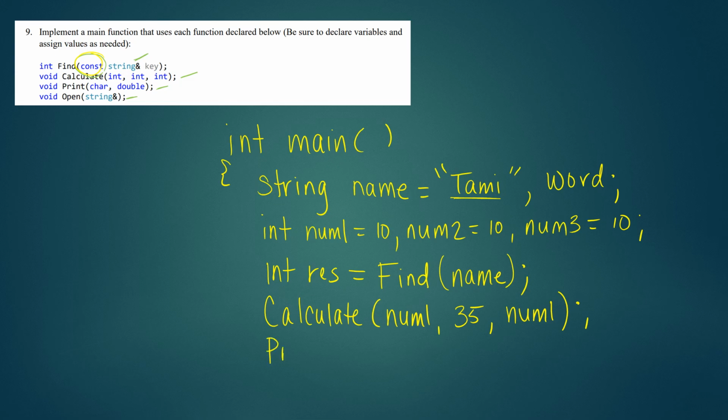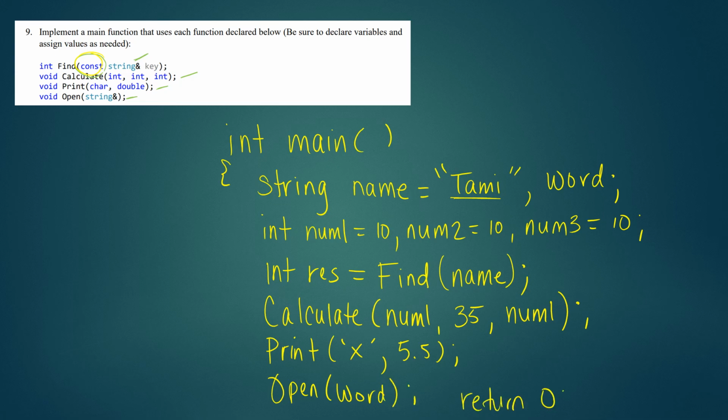The print function, I'm going to pass literal values. Be sure that if you use a character, it has single quotations. And the open function, it has a pass by value string, so I cannot pass it this literal string. I could either pass it name or I could pass it word. And then you should add the return 0. And that would be the main function that uses these function prototypes.